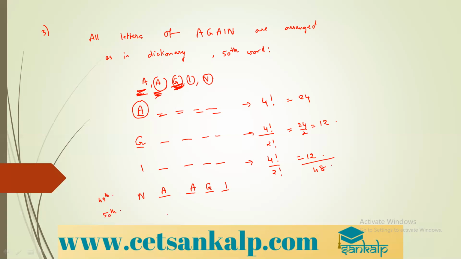Then they're asking for the 50th word. So it starts with N, then A, A. Instead of G, now it will have I, so the last letter will be G. Last letter you can take as G. This is the last word. This is the 50th word which they are asking for.